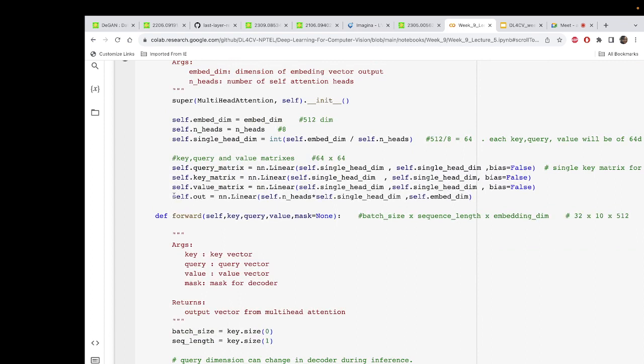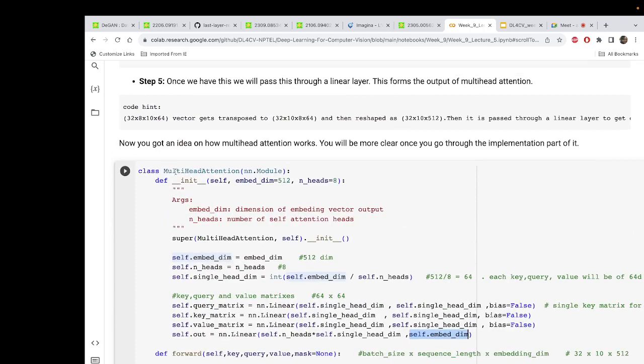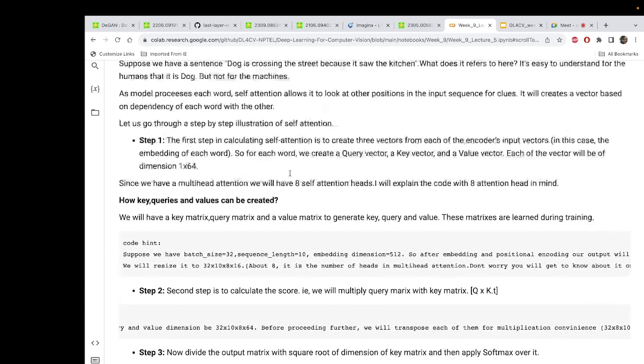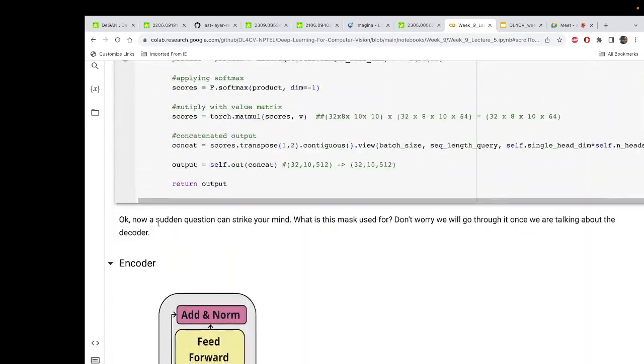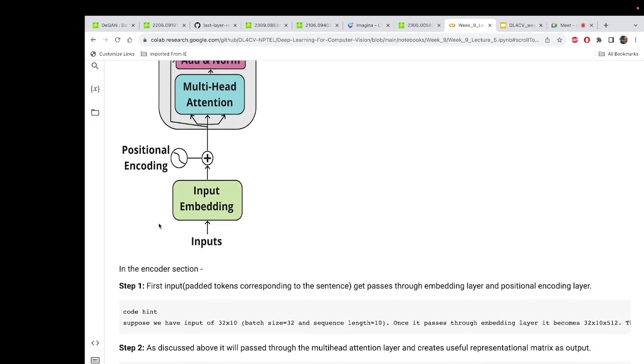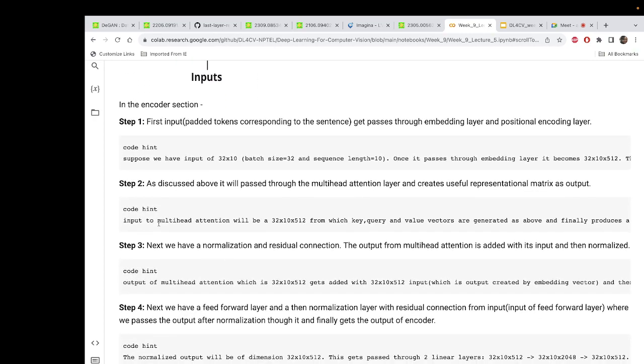which was defined here. So, self dot out is equal to nn dot linear of number of heads into single head dimension, and self dot embedding dimension. So, this is your multi-head attention. All of these modules we are defining one by one. The self attention and multi-head attention we have combined together in this section, and now we come to the individual encoder and decoder.